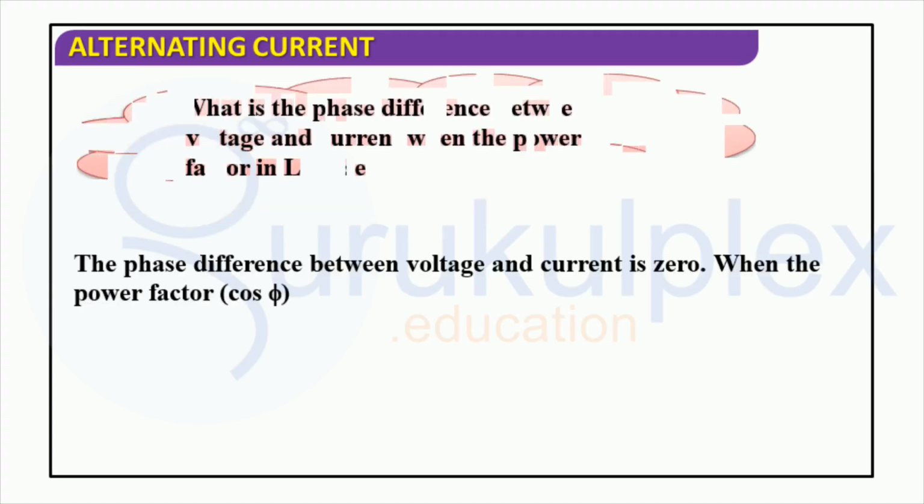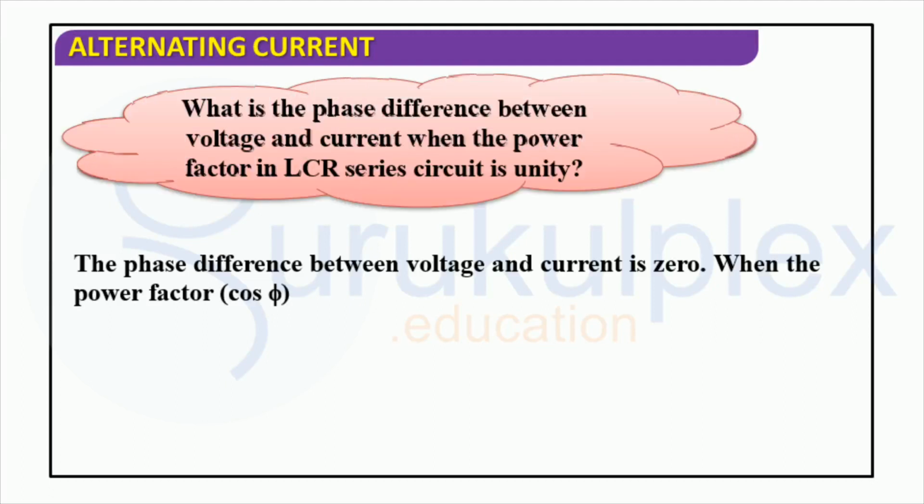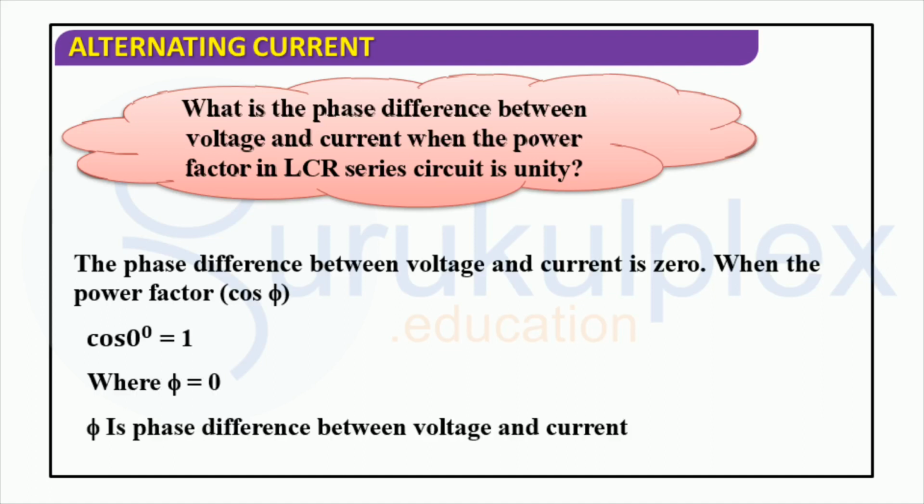Power factor in an LCR series circuit is unity when the phase difference between voltage and current is zero, meaning voltage and current have the same phase. This results in volts and currents being in phase and a power factor of 100%, thus indicating an ideal circuit.